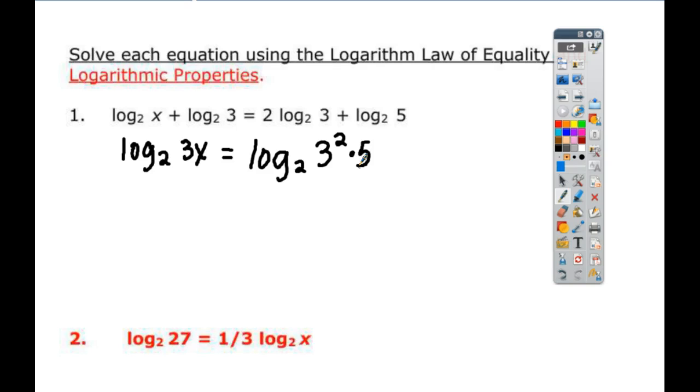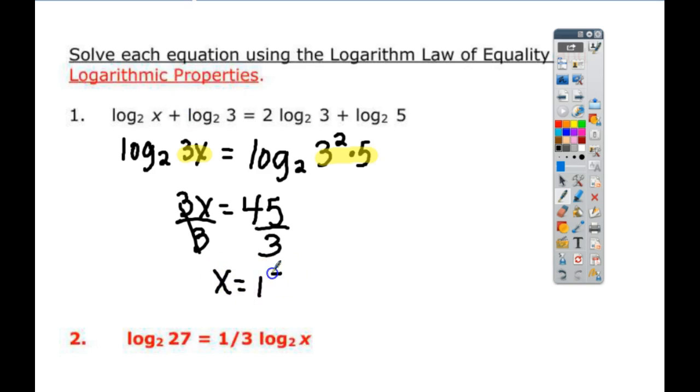So here's what's going to happen. Just like when we had the same base and we could just solve for the exponent, if I have the same log, then I can just set this equal to this. So I get 3x equals, and what's 3 squared? 9 times 5 is 45. So when I divide by 3, x equals 15.